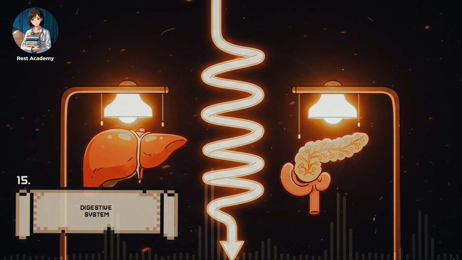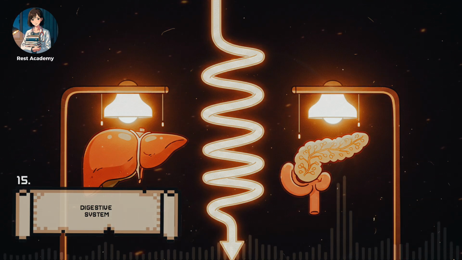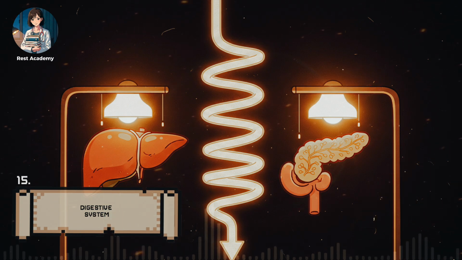Hindgut, distal third of transverse colon to rectum, from inferior mesenteric artery: left colic, sigmoid, superior rectal. Venous return through portal system to liver. Anastomoses exist between celiac and SMA, SMA and IMA, IMA and systemic rectal.